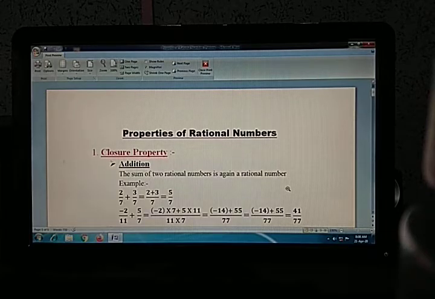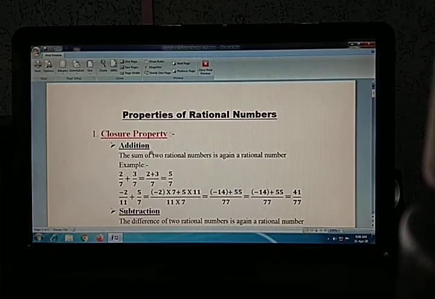So let us start first with the closure property. Now in the closure property, when the operation is addition, then what we get is the sum of two rational numbers is again a rational number. That is, when we add any two rational numbers, the answer will always be another rational number. Say for example, here we have given 2 by 7 and 3 by 7. The answer that we get here is 5 by 7.